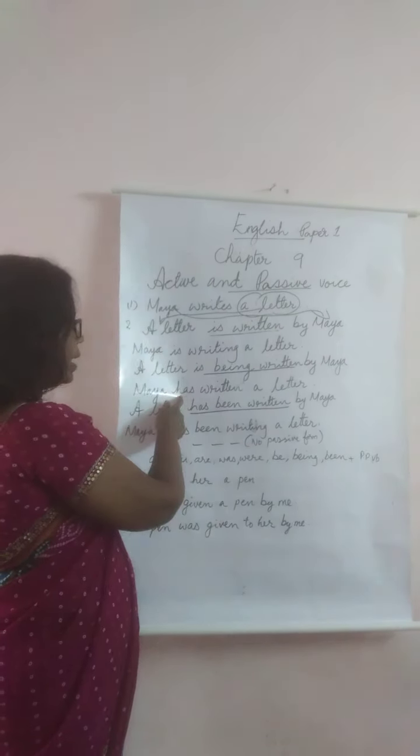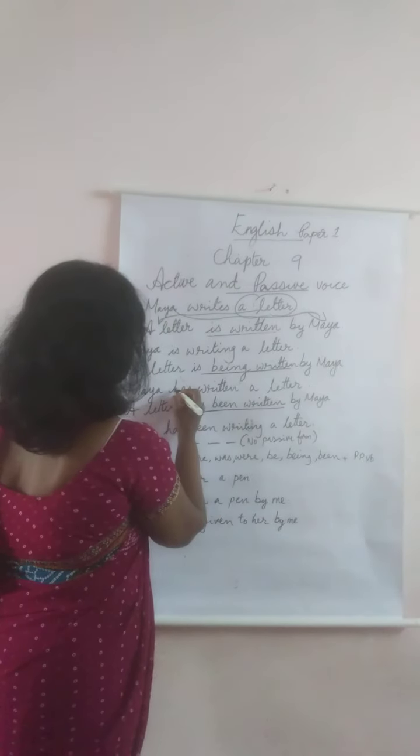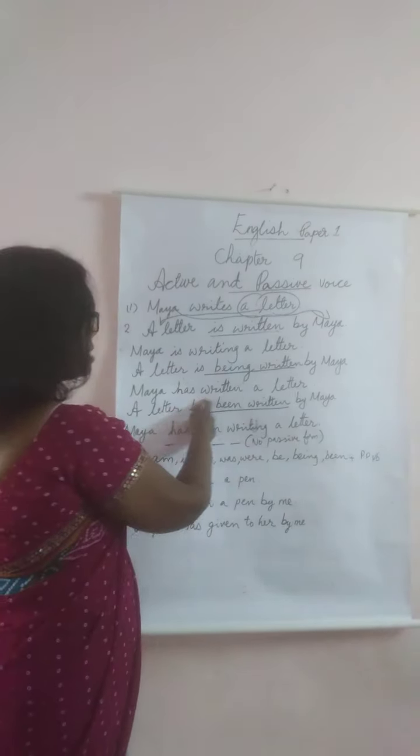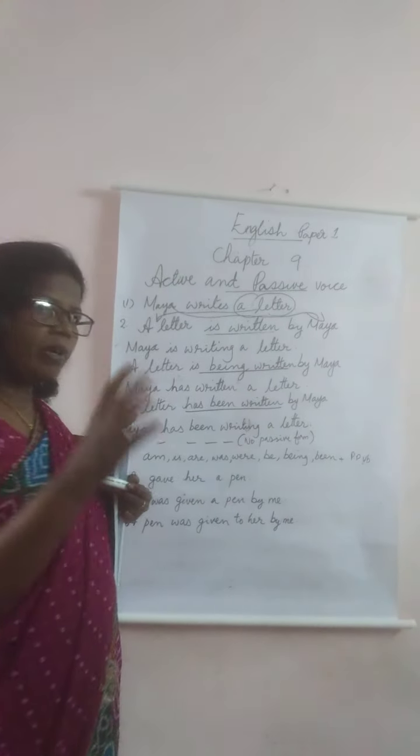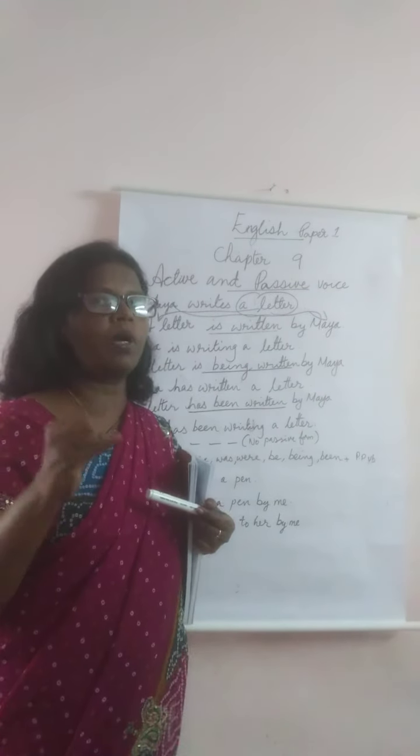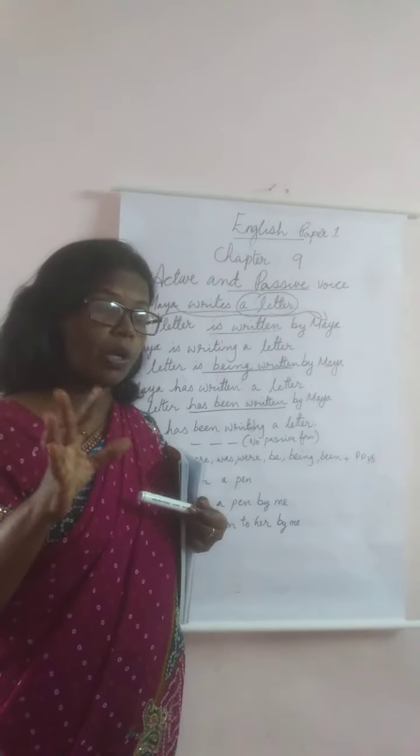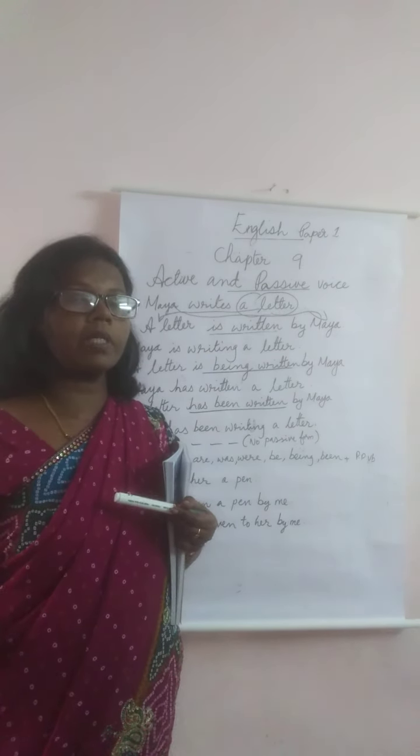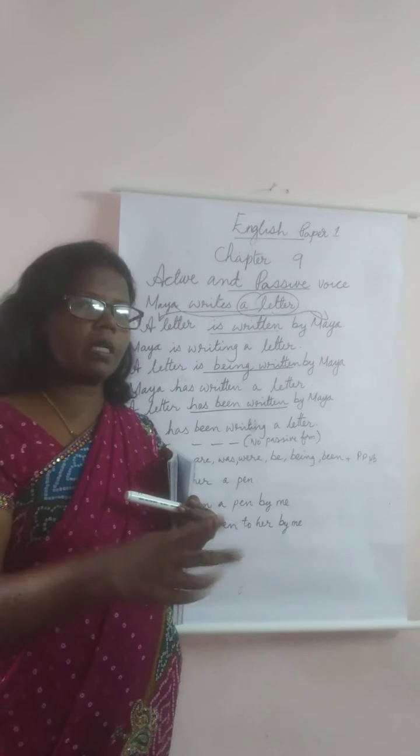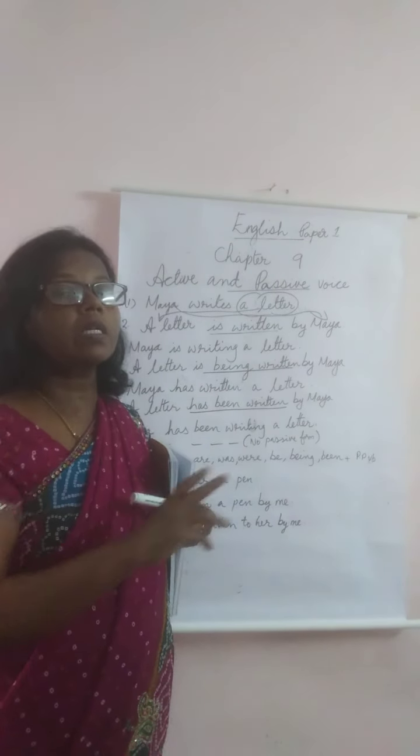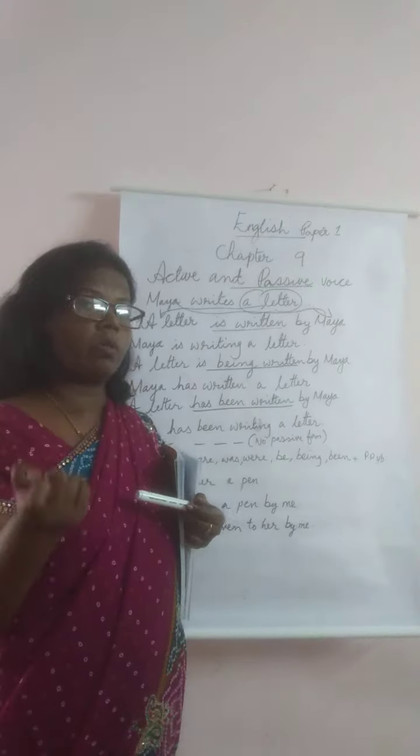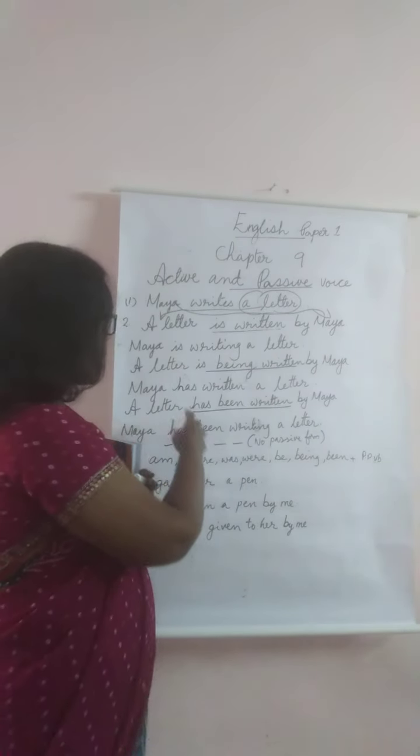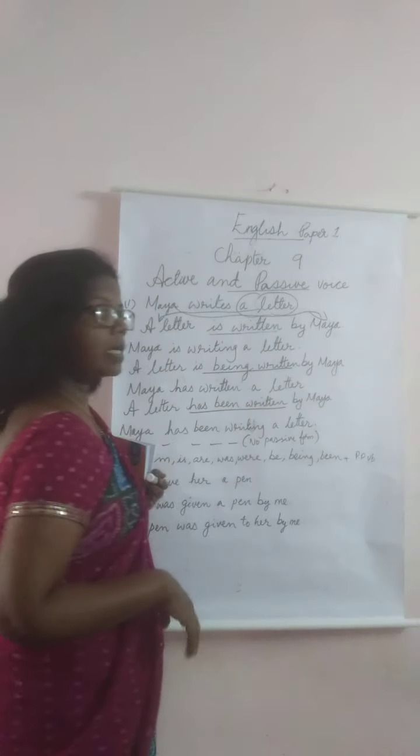Maya has written a letter. When you write perfect tense, you have to use has or have according to the subject. Maya has written a letter. I have written a letter. You have written a letter. They have written a letter. You should know whether has or have goes with the subject. Maya has written a letter.